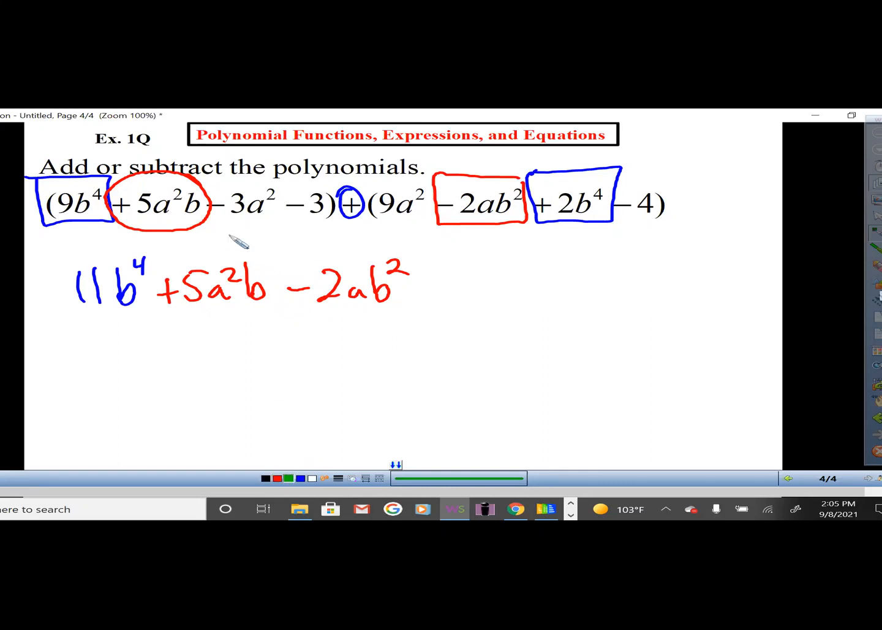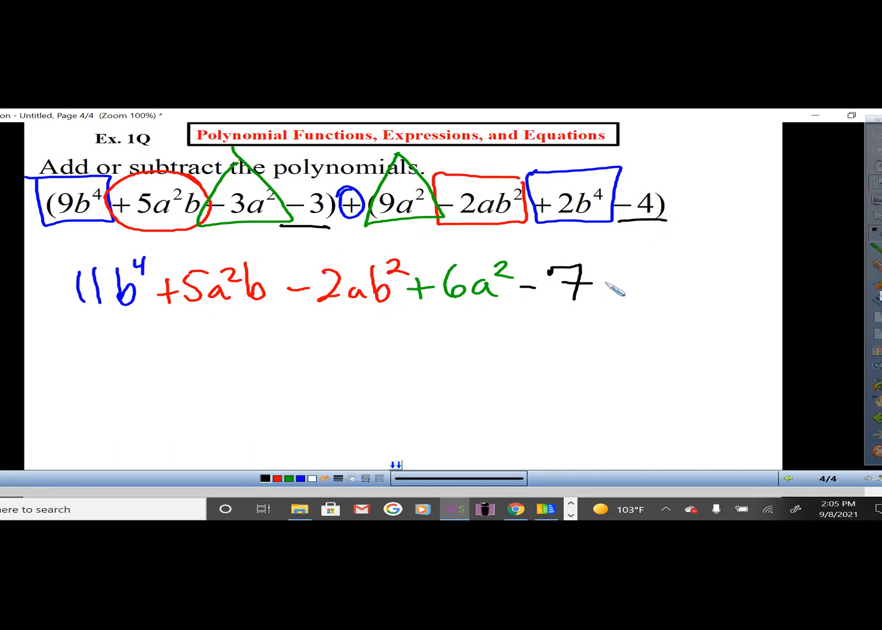Next, we go with 3a squared. Is there another a squared? Yes, the 9. So that gives us positive 6a squared. And last but not least, our constants. What is negative 3 and negative 4? That's negative 7.